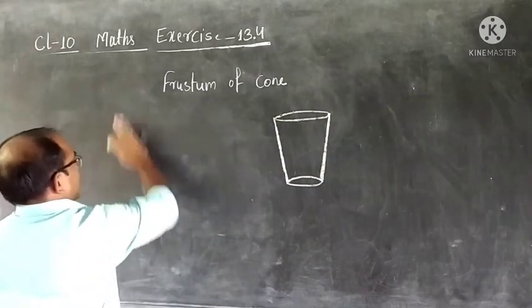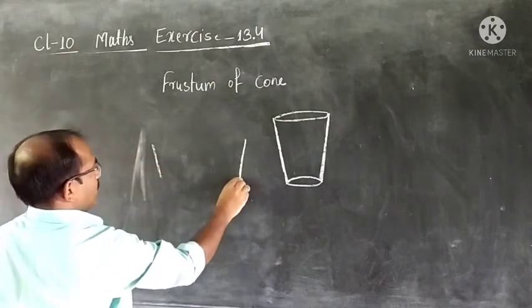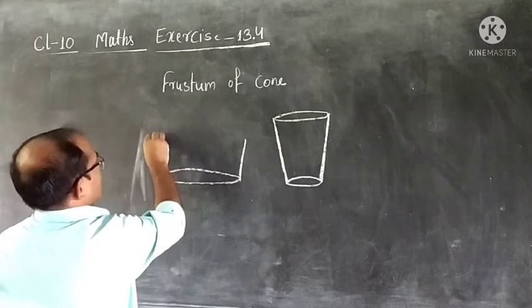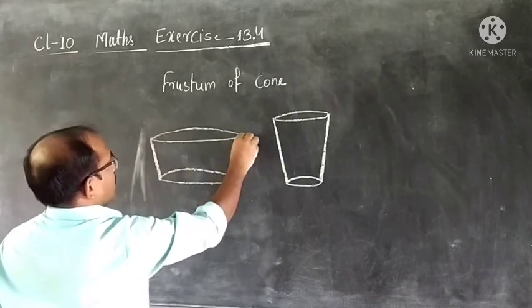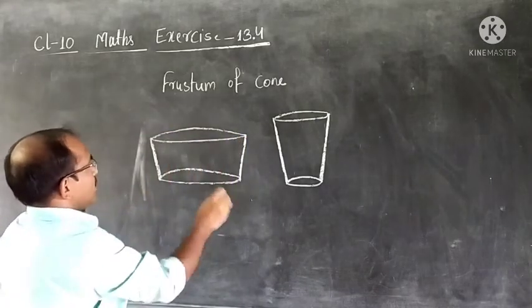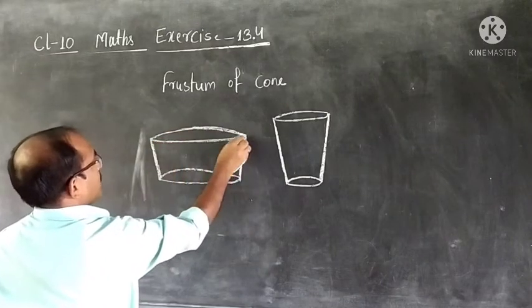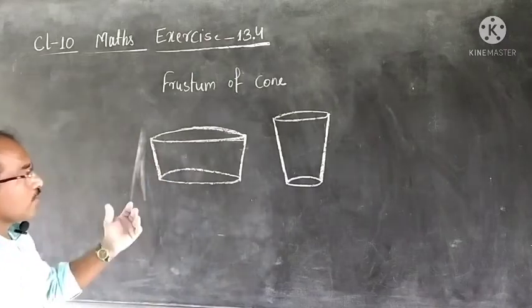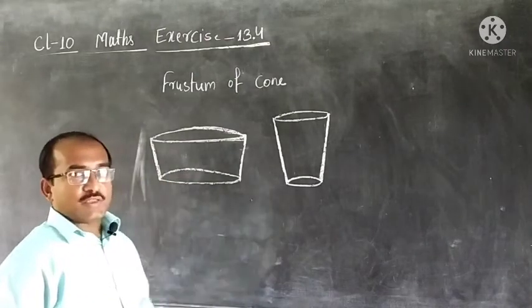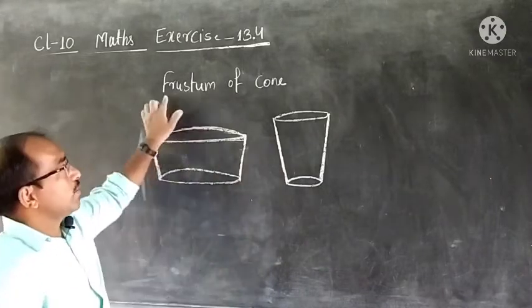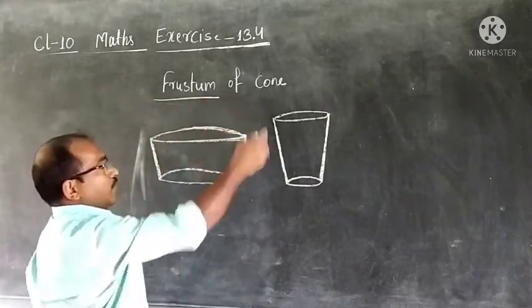Another object, we can't call it cone, we can't call it cylinder, we will call it frustum of a cone. So, we are going to study such solids which are neither cone nor cylinder. What is this? We call it frustum of a cone.